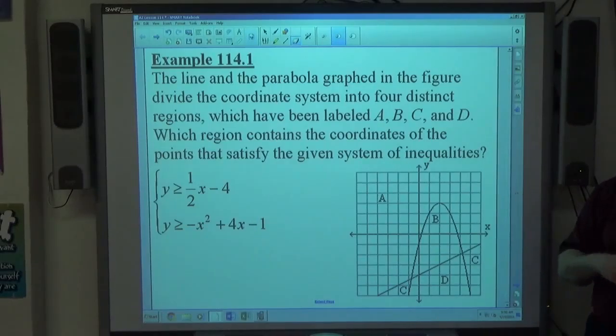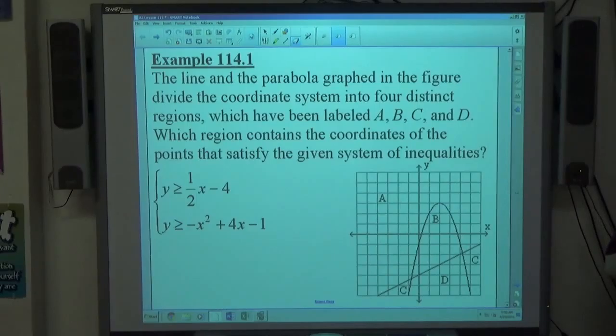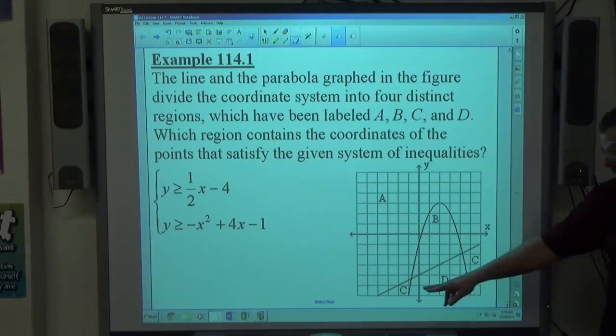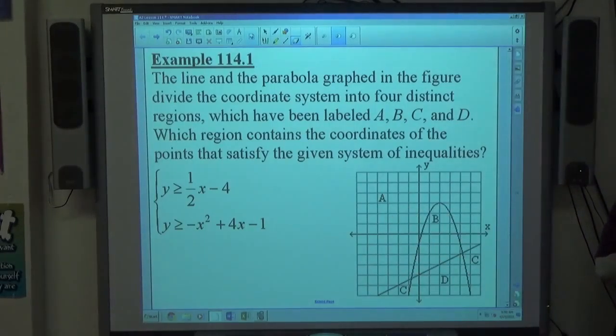So if you think inside, outside for the curvy thing, above and below for the line, then that gives you those distinct regions. So if C is the right answer, we would be shading here and here. If D is the right answer, we just shade in this region, B here, and A over there. All right. You do not have to draw the graph. All you need to tell me is the correct region to shade.